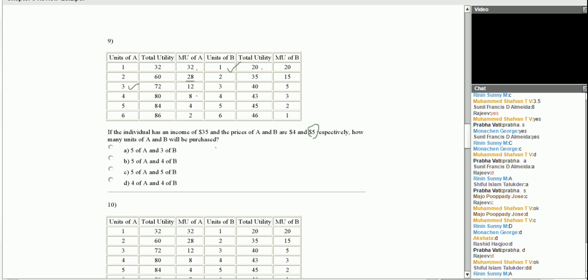The consumer has to spend all his money. So 4 fives are 20, 4 into 5 for unit A. And 5 into 4 for B. The answer is A. Rinin has given the right answer.